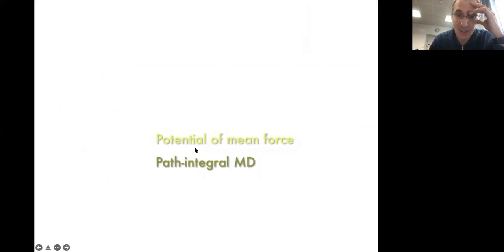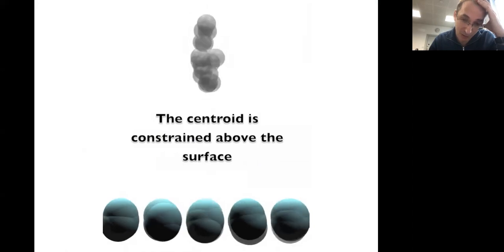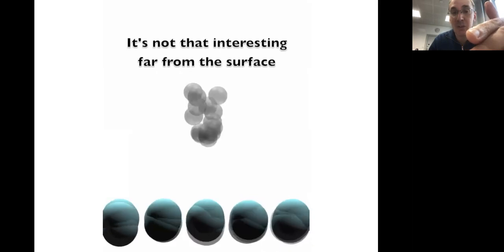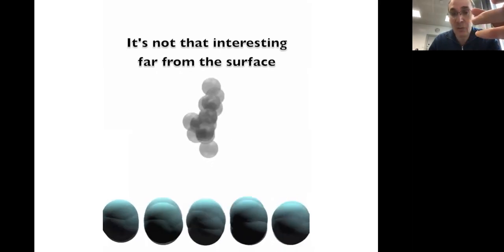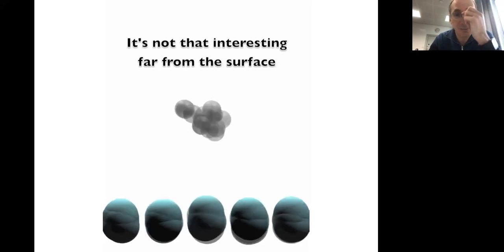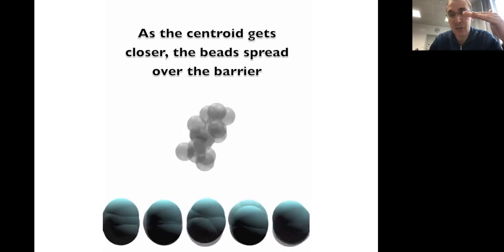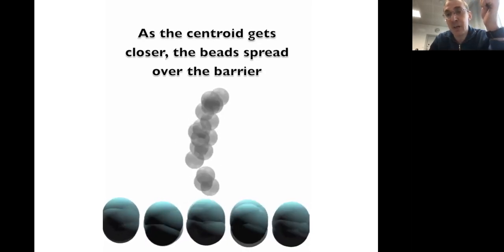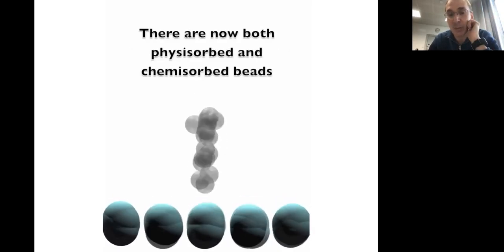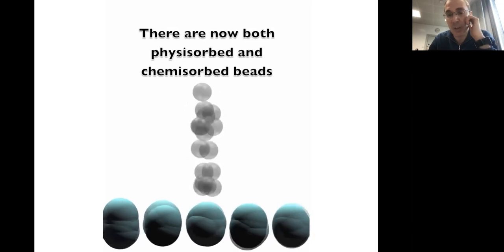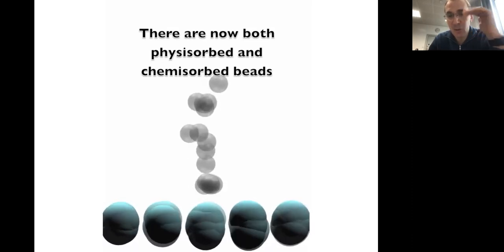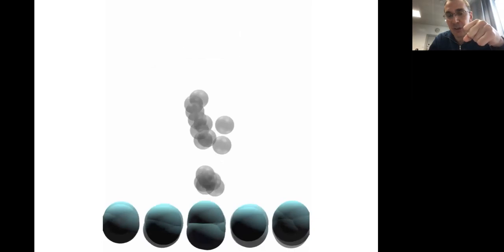And I can show you this movie that illustrates what happens that Erland has made. Initially we have this hydrogen described as a path integral above our graphene sheet. It's in the physisorbed well. Then as we push it closer to the surface, it starts to drape over the barrier. And this is what a tunneling event looks like in a path integral simulation. And as we push the hydrogen closer, it overcomes the barrier.